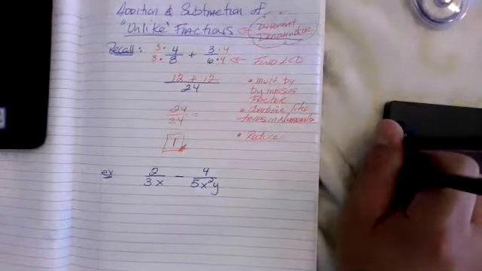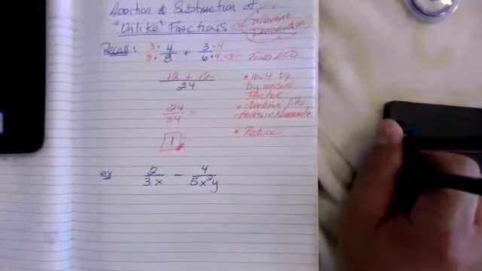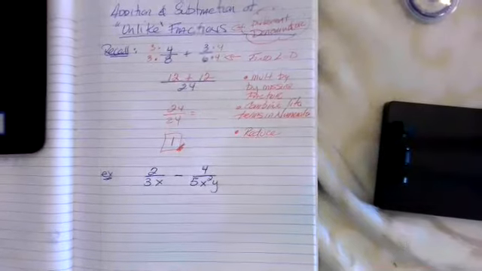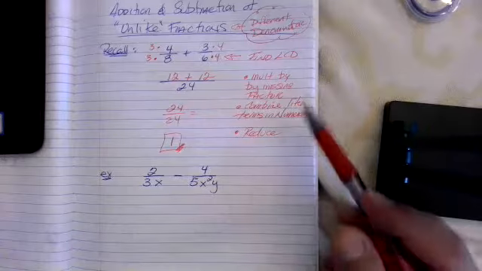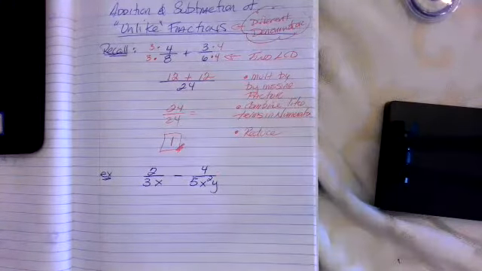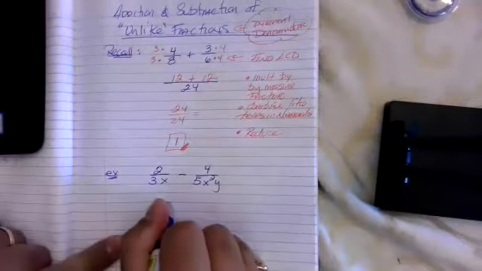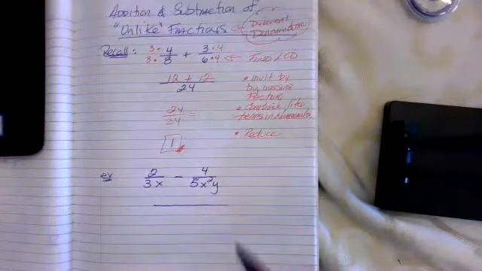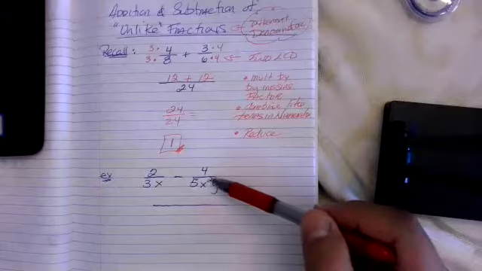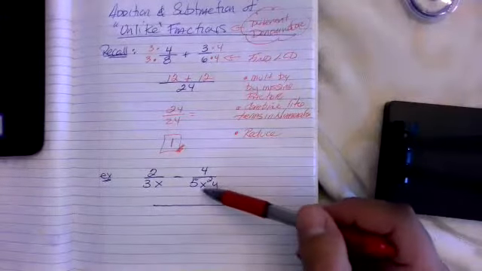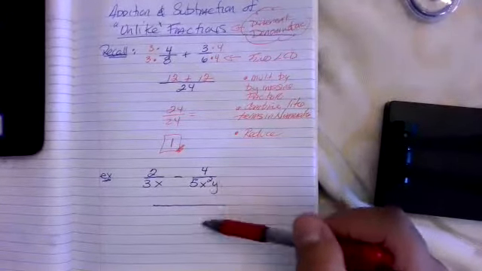Let's look at an algebraic fraction or rational expression. In this example, I have 2 over 3x minus 4 over 5x squared y. If I follow the same procedure, I want to first find an LCD. I want to find a value where I could see the factors from both fractions, and factors from this denominator as well.